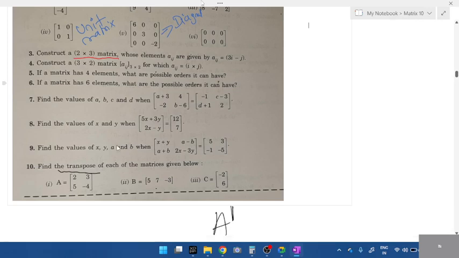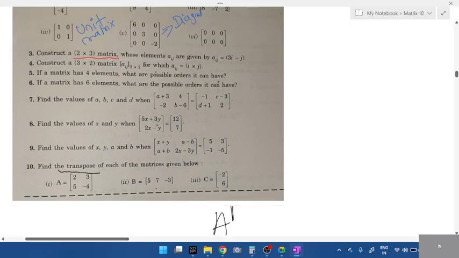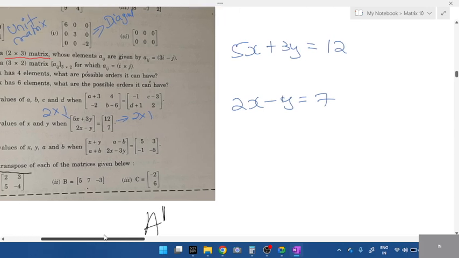Same. Can you see the is equal to sign given, students? Are the orders the same? Tell me the order. What's the order for the first one? It's a single question, Ruth. What about this one? Same, 2 into 1, right? So you can compare it. 5x plus 3y is equal to 12. And the second equation is 7. What do we need to find here? X and y, right?